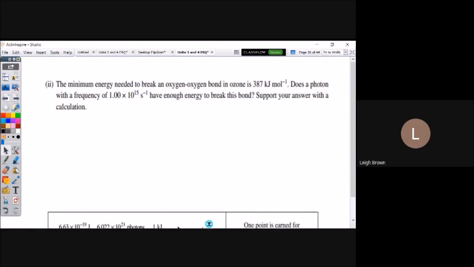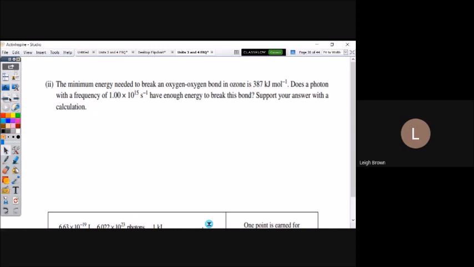The minimum energy needed to break an oxygen-oxygen bond in ozone is this. Notice the units, 387 kilojoules per mole. The question is, does a photon with a frequency, and this was from the previous question, have enough energy to break this bond? Okay, well, this is all about units. That is all this question's about.